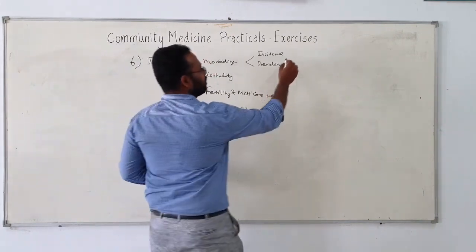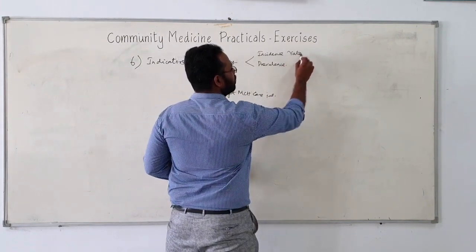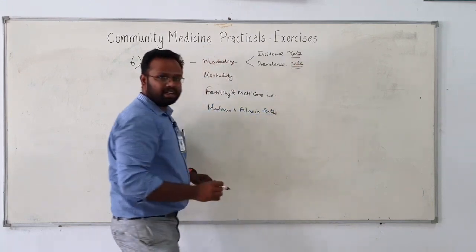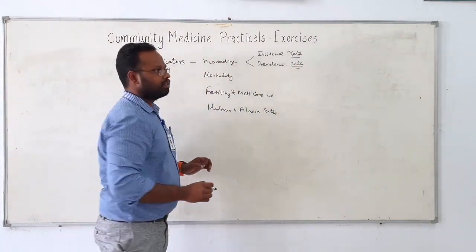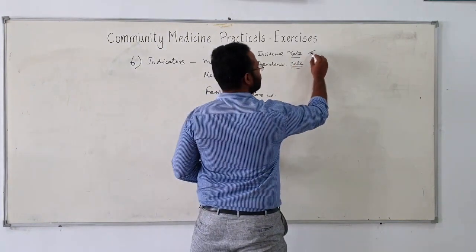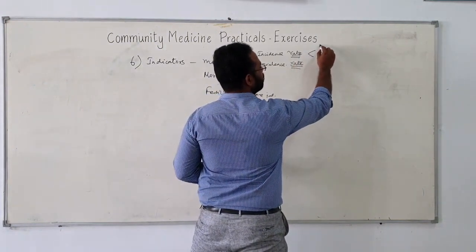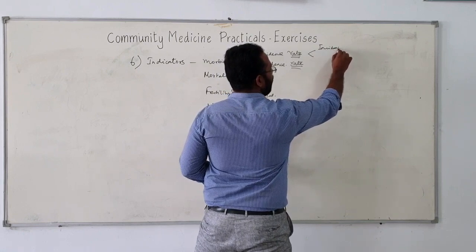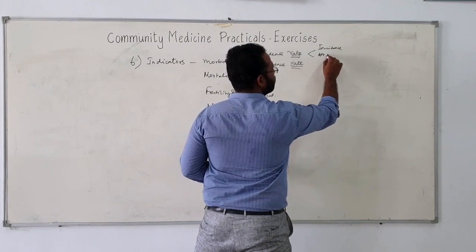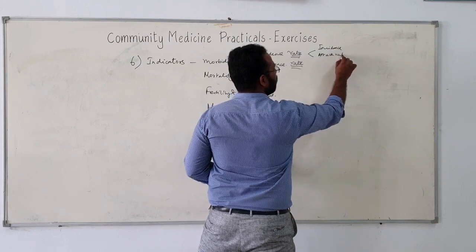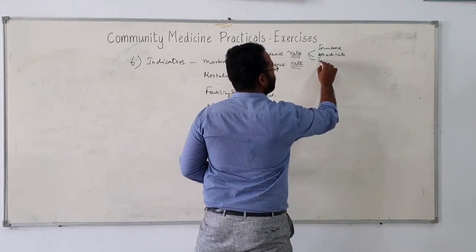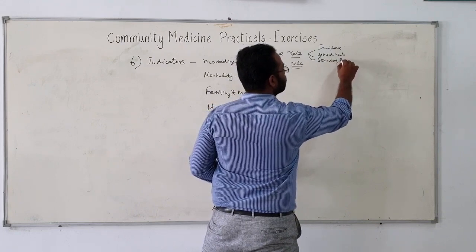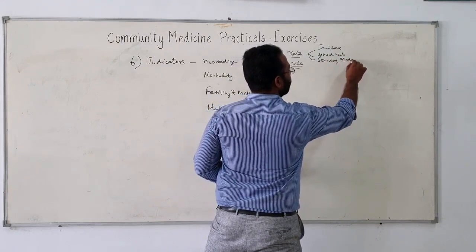This will again be called a rate. So whenever you mention a rate, you have to mention the period, the specific time. Under incidence rate, the commonly used ones are incidence, attack rate, and secondary attack rate.